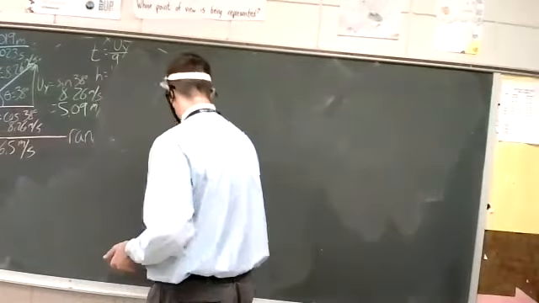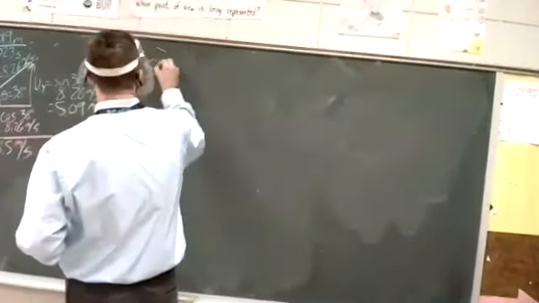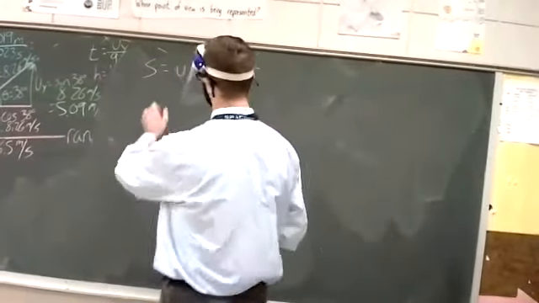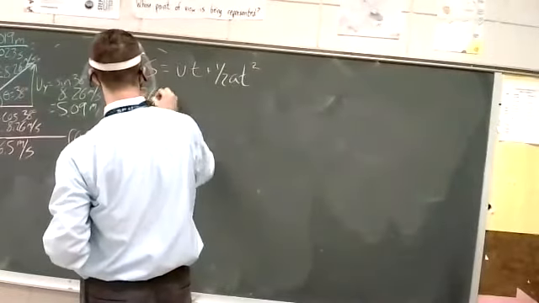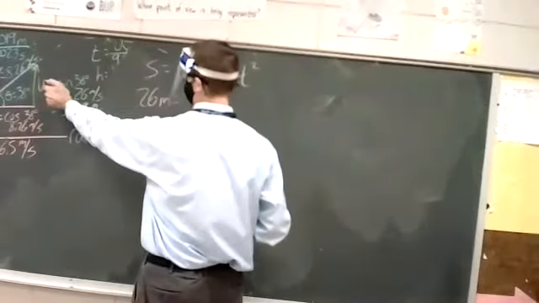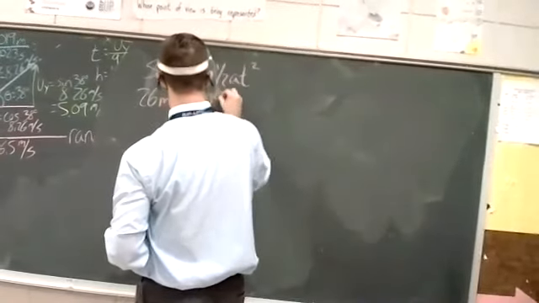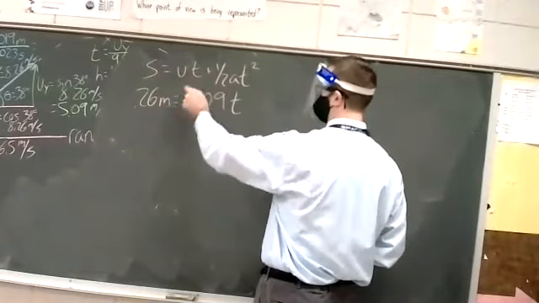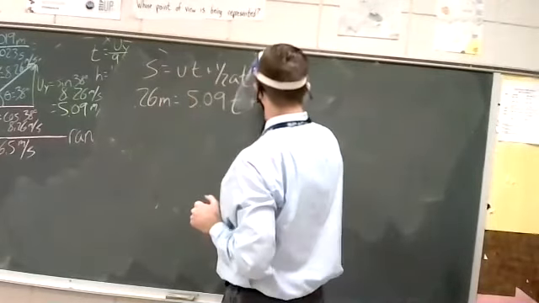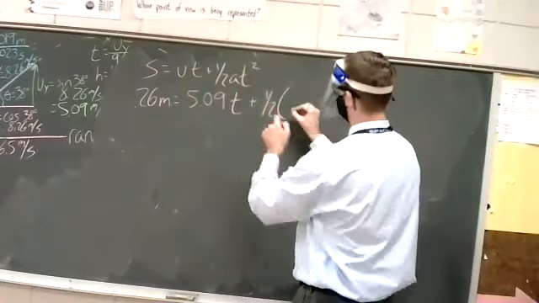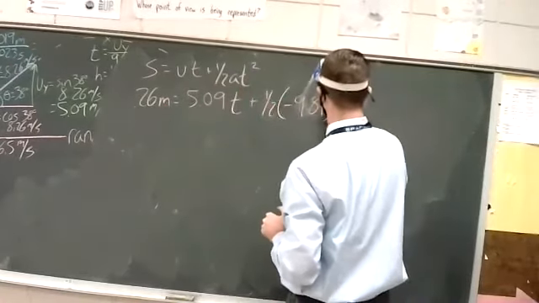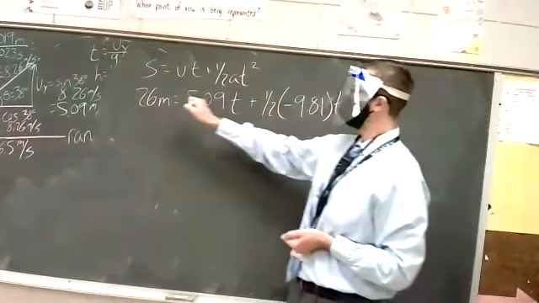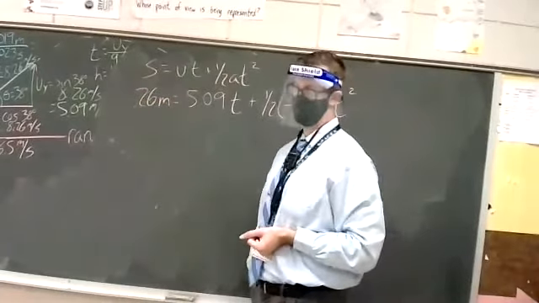So here we have S equals UT plus 1/2 AT squared. We want to go 0.26 meters when the initial velocity in the y direction is 5.09. I want to know how much time it's going to take to go this net change in position. If I launch at positive 5.09, 1/2, gravity is still negative 9.81 times time squared. So how much time t will it take the object to travel to 26 centimeters vertically?